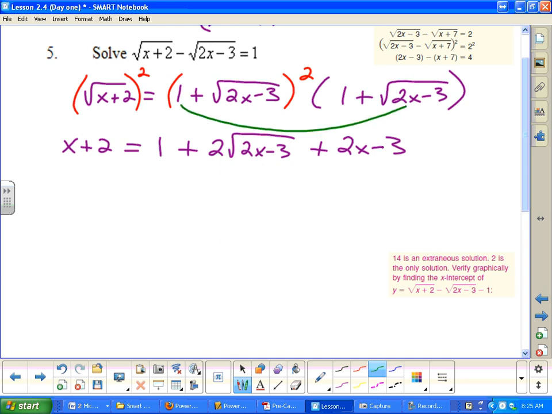Square root of 2x minus 3 times the square root of 2x minus 3 gives me 2 of them. So we have x plus 2 equals, and I'm going to simplify this side first. So we get 2x minus 2 plus 2 square roots of 2x minus 3.